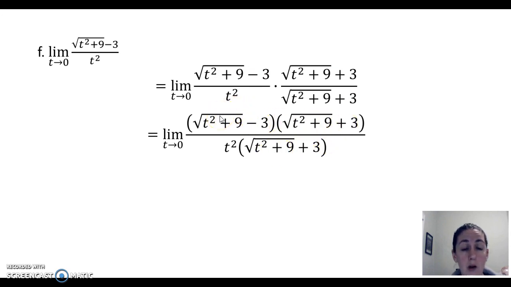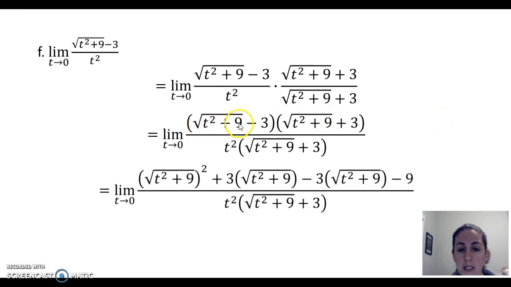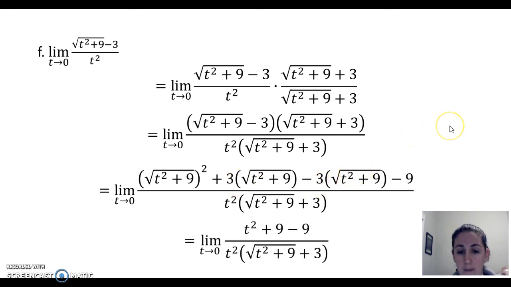Now when I distribute, or what you would call FOIL, I would do the first, outside, inside, last here. And then that square root of t squared plus 9 times the square root of t squared plus 9 is the square root of t squared plus 9, squared. Then I would have this times the positive 3, the negative 3 times that, and negative 3 times positive 3 is negative 9. Now notice this is positive 3 of that square root of t squared plus 9, and minus 3 of that square root of t squared plus 9. Those two terms are going to cancel. When I square this square root, those cancel, and I have t squared plus 9. This cancels with this, and I have a minus 9.